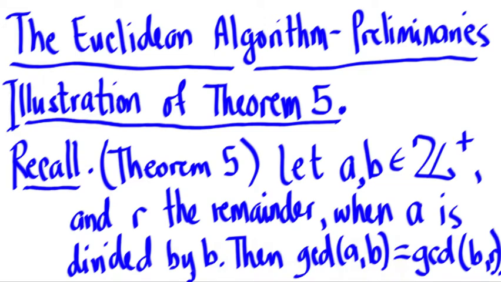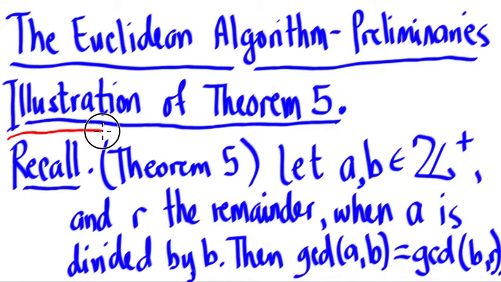Everybody. So we're now on our next video on number theory, and today we're going to talk about the Euclidean algorithm. We have talked about the preliminaries in the previous video, and now we're going to illustrate theorem number 5. We call it theorem number 5 just for the sake of naming it for now, because we'll be using it in the future, in the proof of the Euclidean algorithm proper.